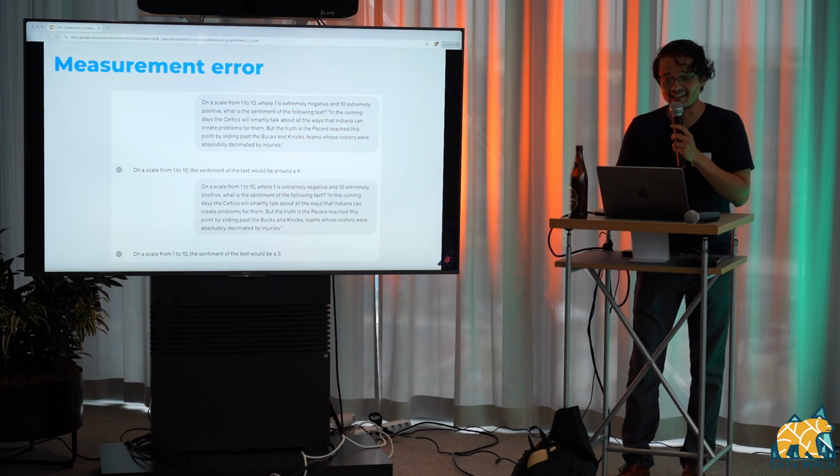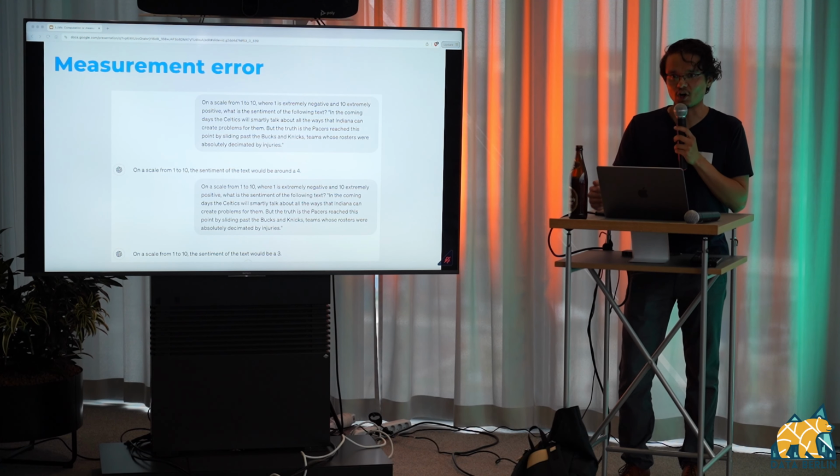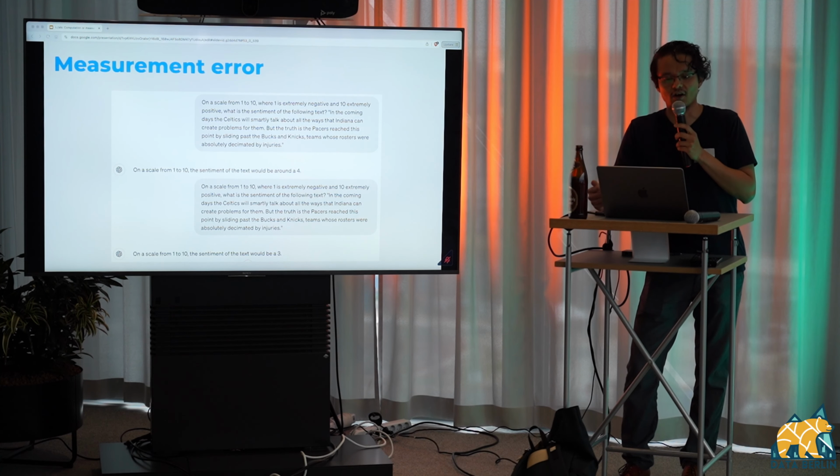Then I asked it the exact same thing, same prompt, literally copy-pasted, not 10 seconds after it answered the same thing, and I got a different answer. On a scale from 1 to 10, the sentiment of the text would be a 3.